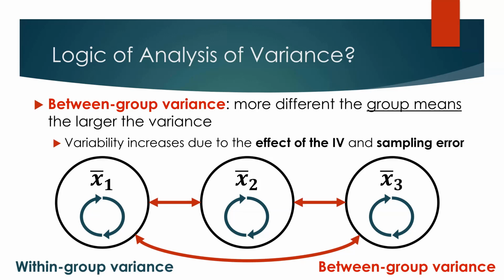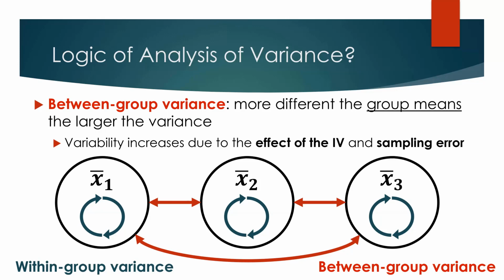So between group variance is when we are looking at how different the group means are from each other. Now, the more different the group means are from each other, the larger the between group variance is going to be. The number that gets calculated to represent between group variance represents the effect of the independent variable on the dependent variable, and it also includes sampling error.